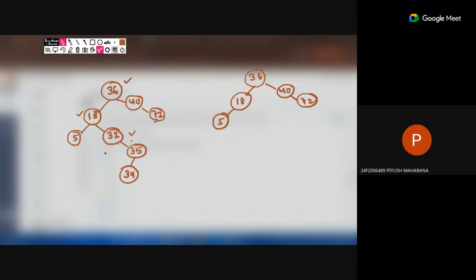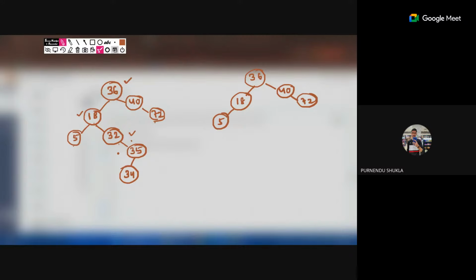What's the left child, ma'am? Left side. Sorry? Left one, ma'am. 35. At 35, we need to perform the rotation. 35 will be performing the rotation here. Yes, ma'am. You just need to swap. 34 will be the root. 32 will be the left child. 34 becomes the root, and 32 and 35 will become the child. 32 is left child and 35 is right child. Yes.